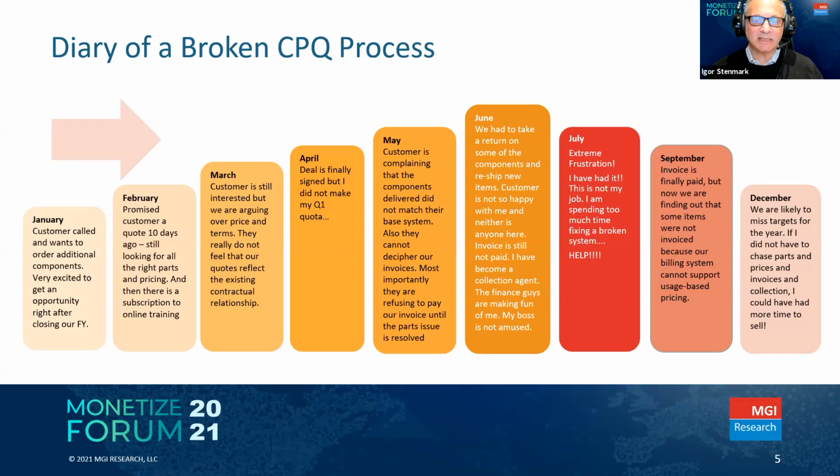May, customer is complaining, but the components delivered did not match their base system. Also, they cannot decipher our invoices. Most importantly, they are refusing to pay our invoice until the parts issue is resolved. June, we had to take a return on some of the components and reship items. Customer is not so happy with me, and neither is anyone here. Invoice is still not paid. I have become a collection agent. The finance guys are making fun of me. My boss is not amused.